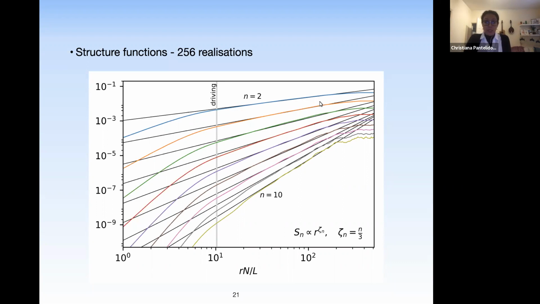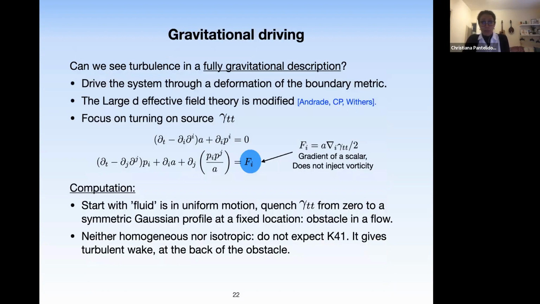Okay, so this is the punchline of the calculation that we did for homogeneous and isotropic turbulence. We saw that black holes did exhibit universal behavior that was compatible with Kolmogorov's theory. Okay, now of course you might be a bit worried because we put that forcing term F_i in by hand. So you might be worried that we're not actually solving Einstein equations anymore. So the question that naturally arises is whether it is possible to see turbulence in a fully gravitational description.